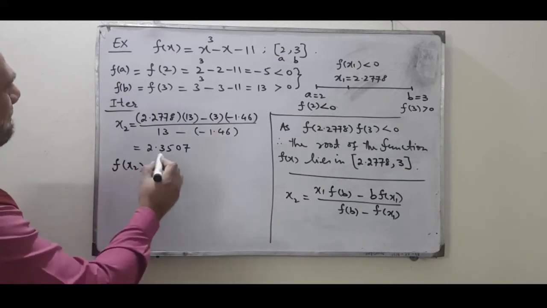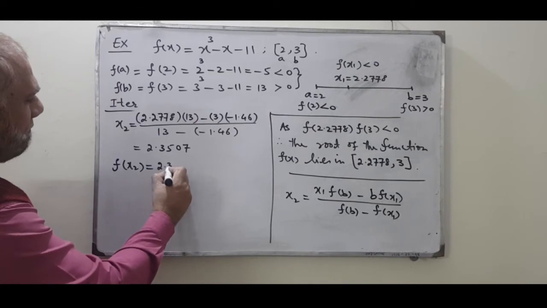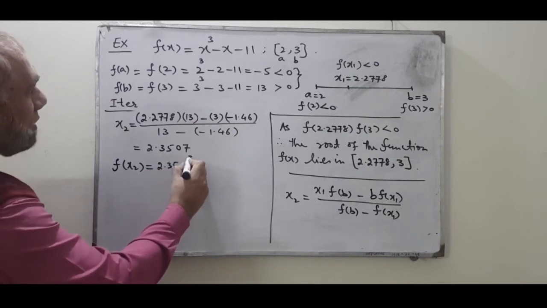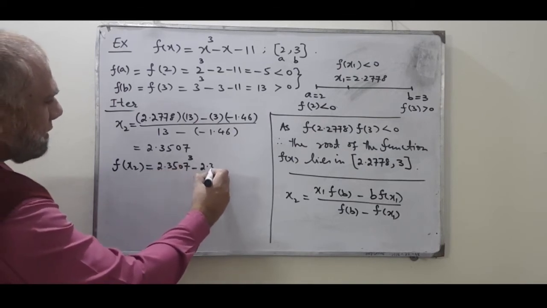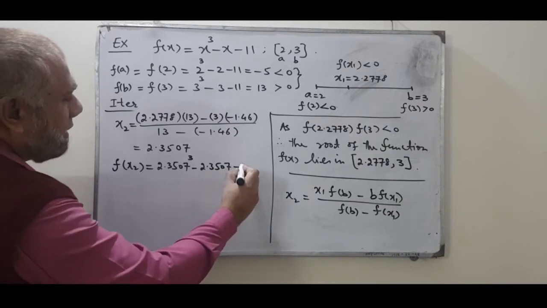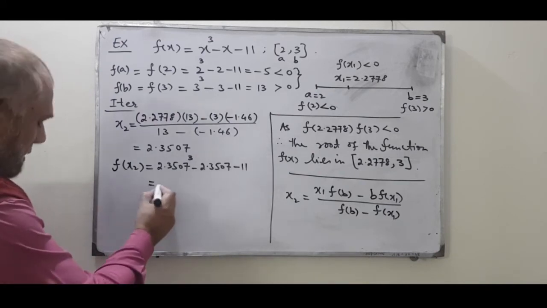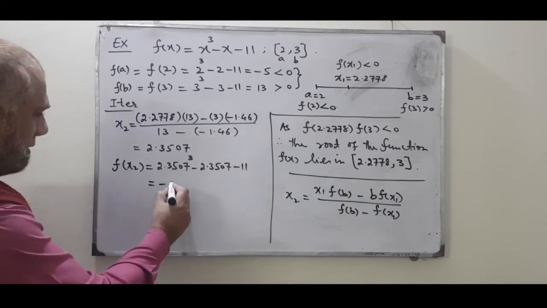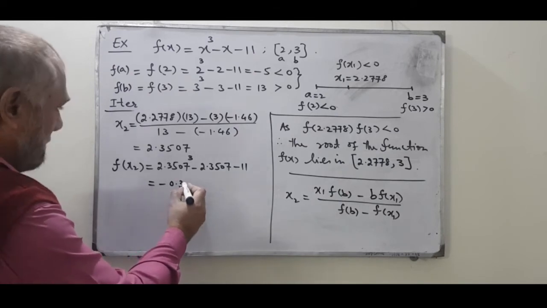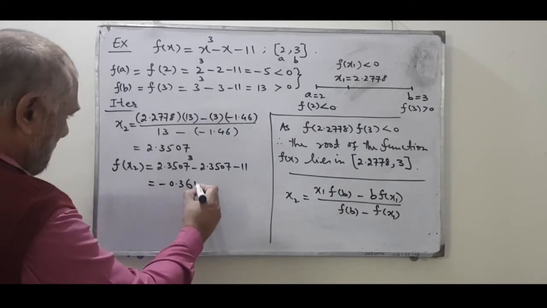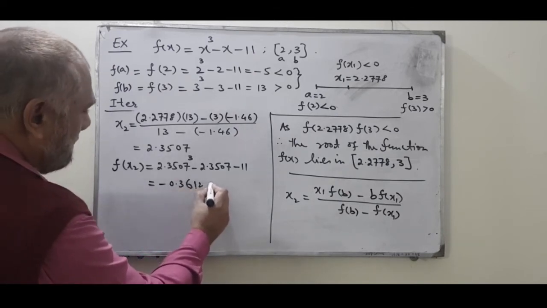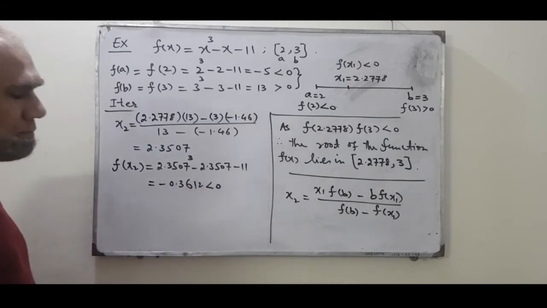After finding x2, the next step is to calculate the function's value at the new approximate root, which is x2. So here we get 2.3507 whole cube, minus 2.3507 minus 11. Now you have to use your calculating devices. The net result is minus 0.3612, which is obviously negative.